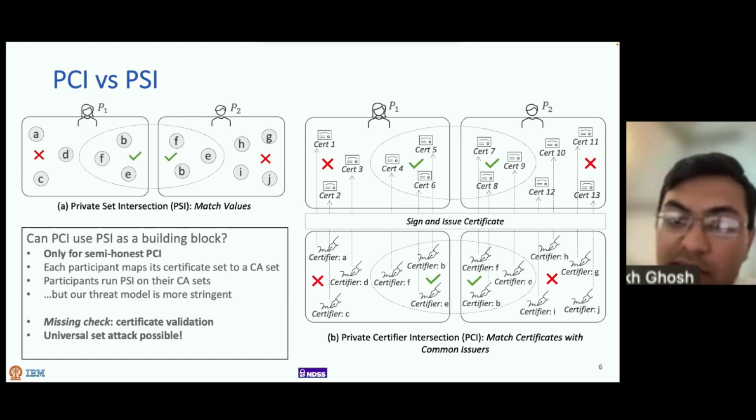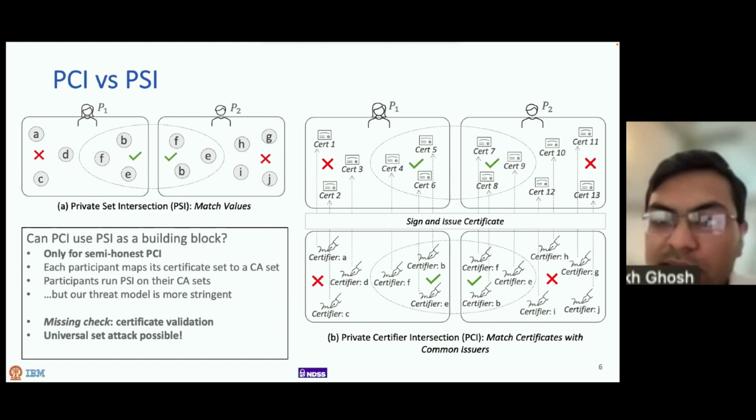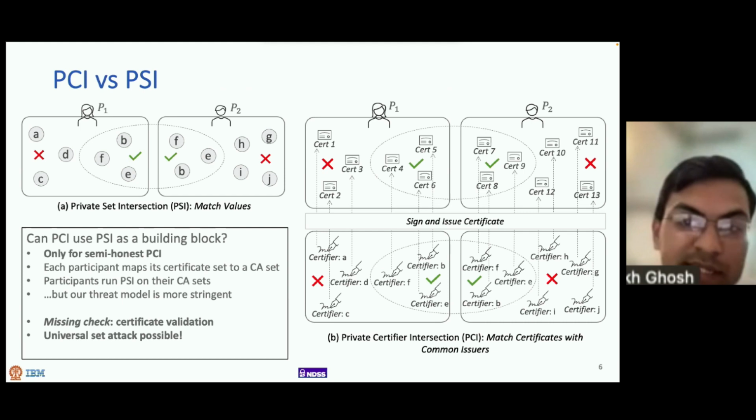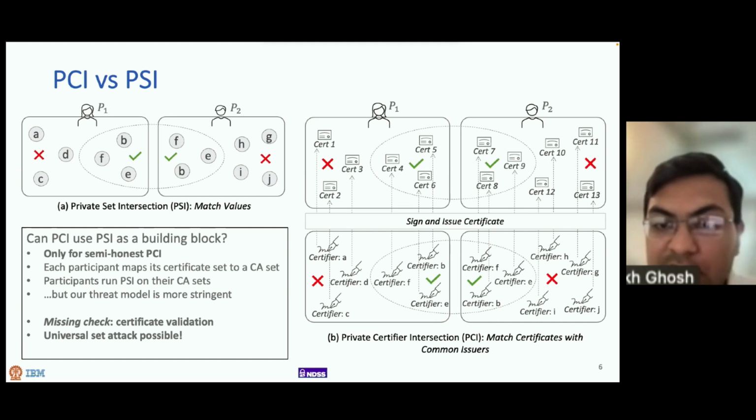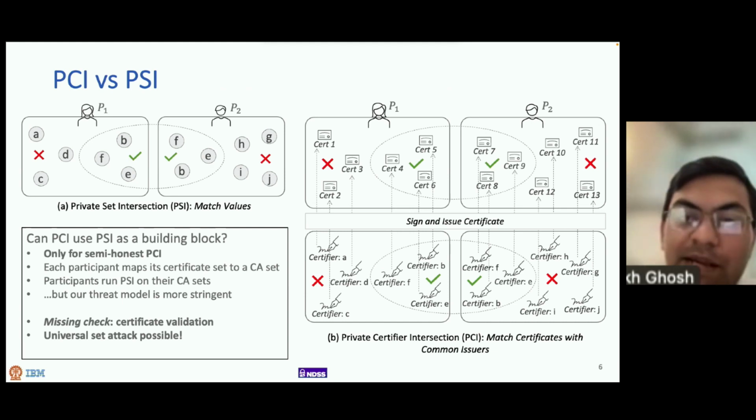For the threat model with a malicious adversary, the certificates need to be validated. Otherwise, one party can simply input all well-known certifiers, which is essentially the universal set, resulting in knowing the entire input set of the other party. Therefore, PSI cannot be simply used as a black box for building PCI protocols.